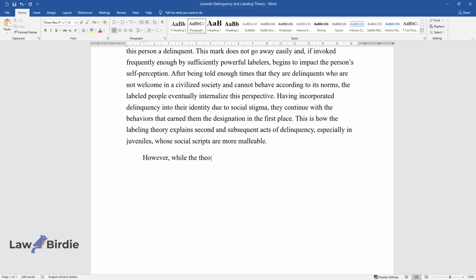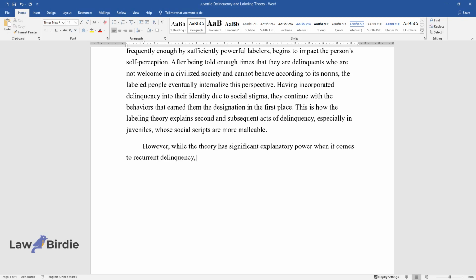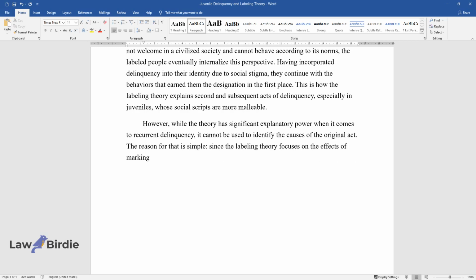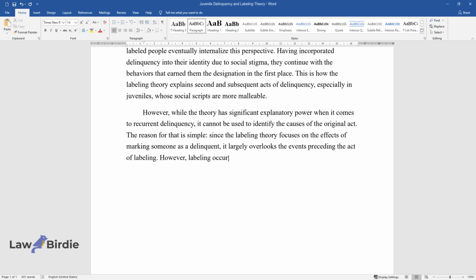However, while the theory has significant explanatory power when it comes to recurrent delinquency, it cannot be used to identify the causes of the original act. The reason for that is simple: since the labeling theory focuses on the effects of marking someone as a delinquent, it largely overlooks the events preceding the act of labeling. However, labeling occurs after the original delinquent act, not before.